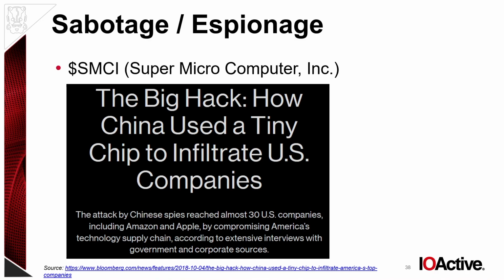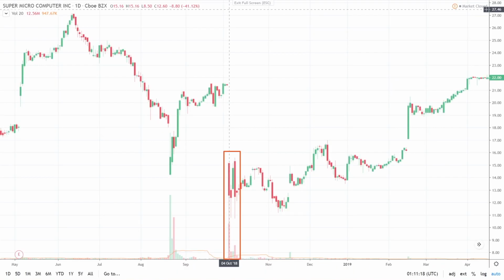Another example here, Supermicro Computer Inc. Do you remember the allegedly spy chips? Well, that day the company dropped minus 41%, after the company released a press release saying it was false, etc. And you can see the price. Many people made a lot of money here with this massive recovery. But that day, minus 41%, that's a lot.